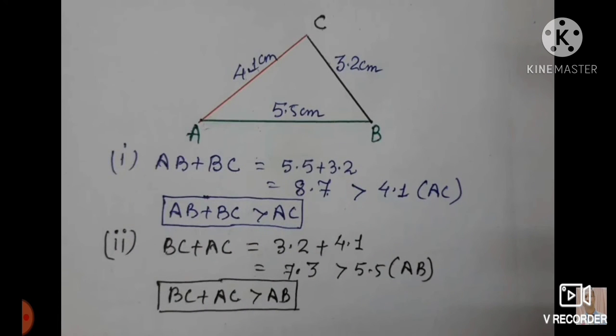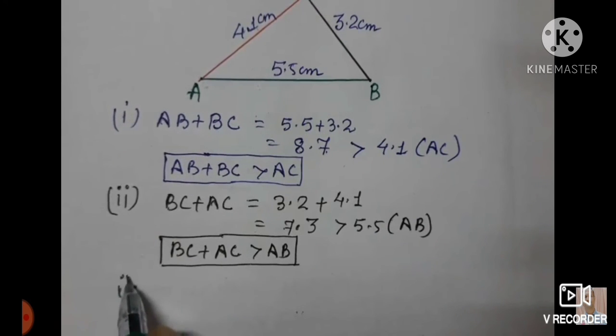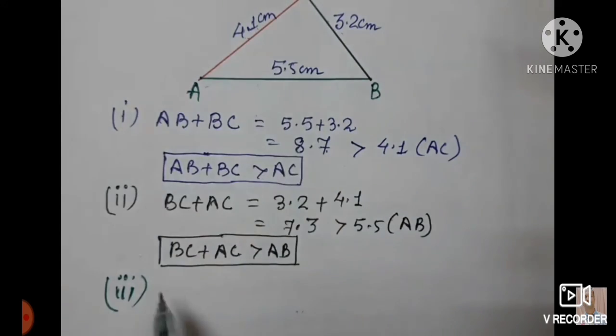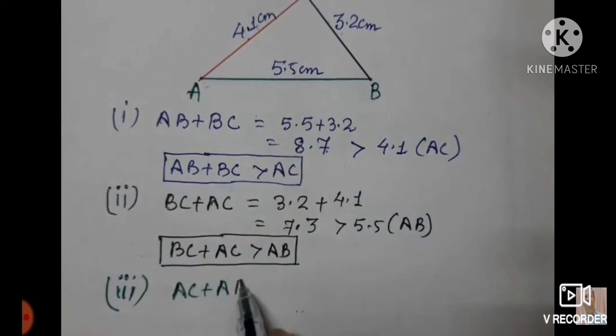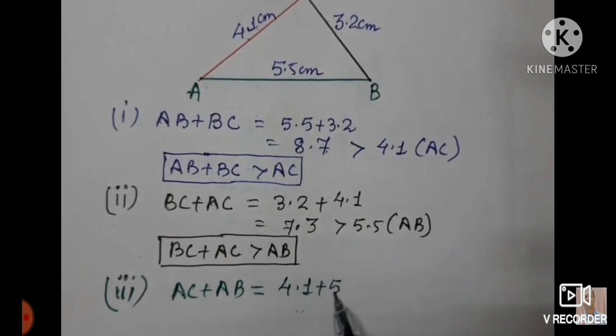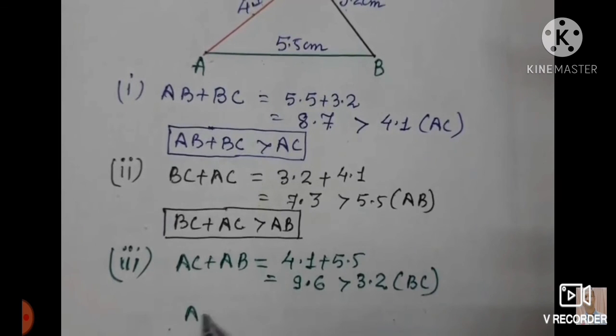Next, you can take the other side here. Add the two sides AC plus AB. Now AC is 4.1 and AB is 5.5 centimeters. Now this is 9.6 centimeters. It is greater than 3.2 centimeters. Finally, we can conclude that AC plus AB is greater than BC. Yes, our property is finally satisfied.